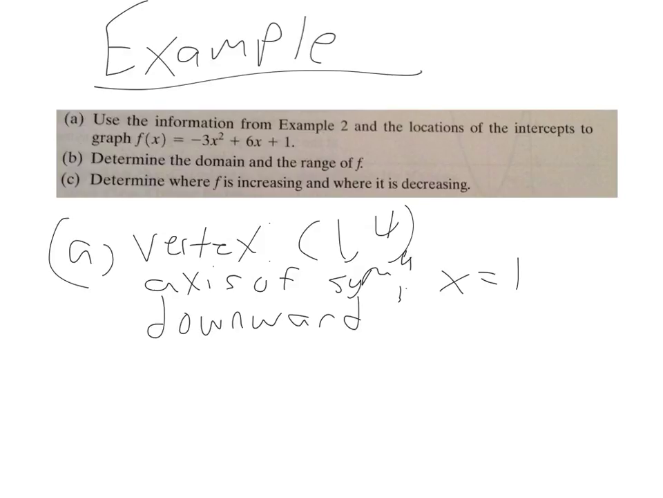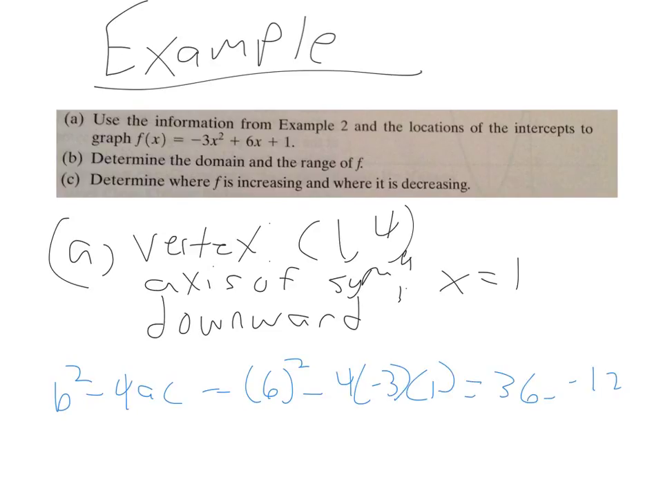Now we need to figure out something about the intercepts. Let's first figure out how many intercepts it has. If we look at the b squared minus 4ac, that'd be 6 squared minus 4 times a times c. So that'd be 36 minus negative 12, which would be 48, which would be greater than 0. That means it has 2 real roots, meaning it crosses the x-axis twice.